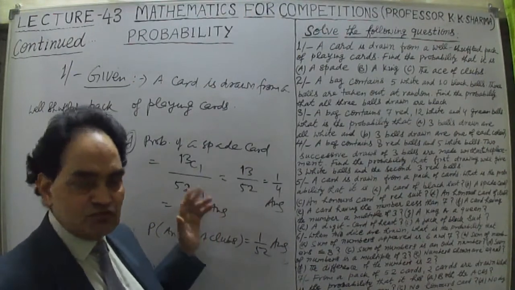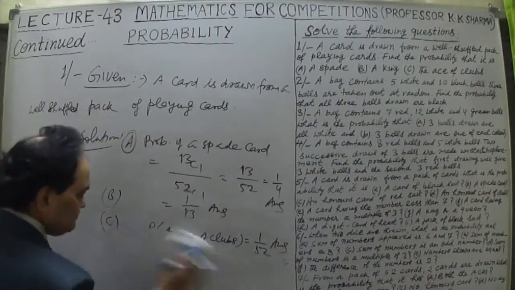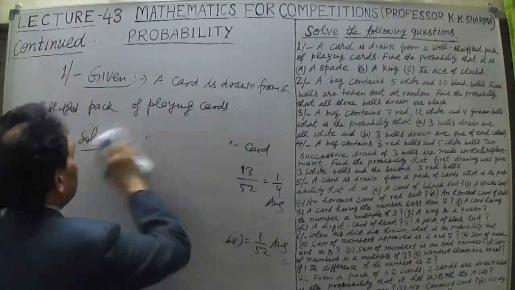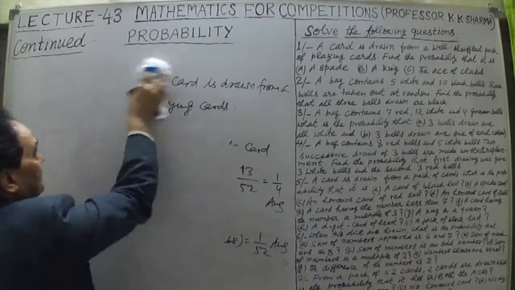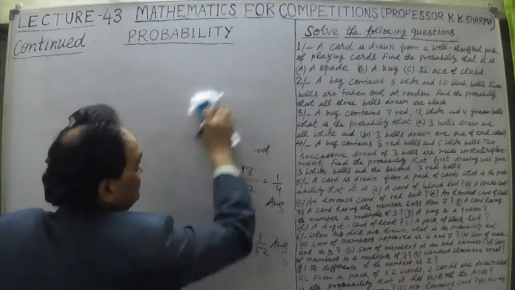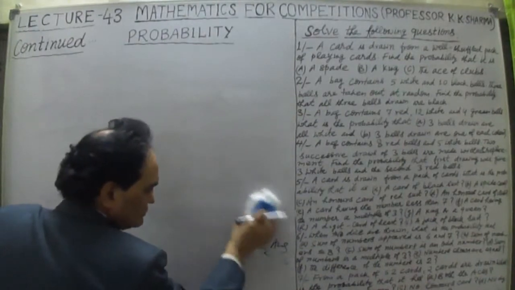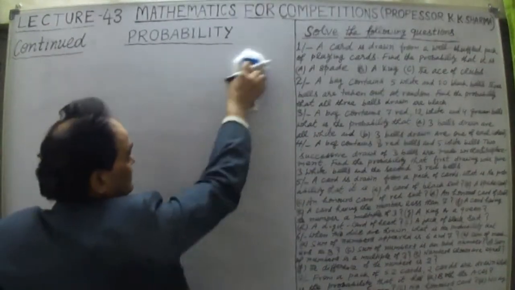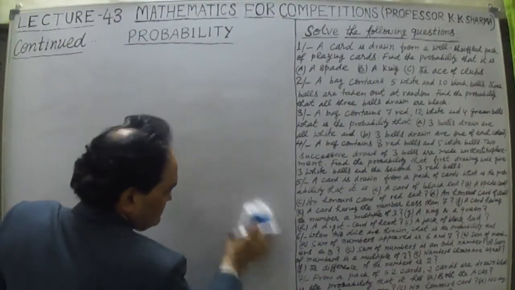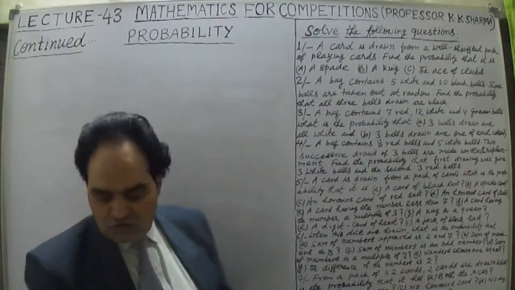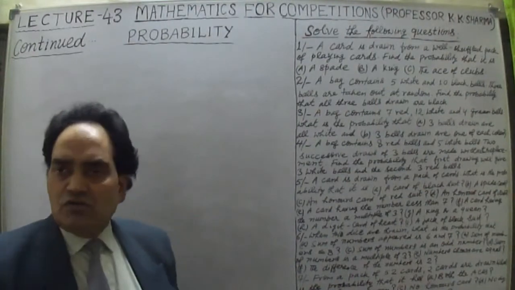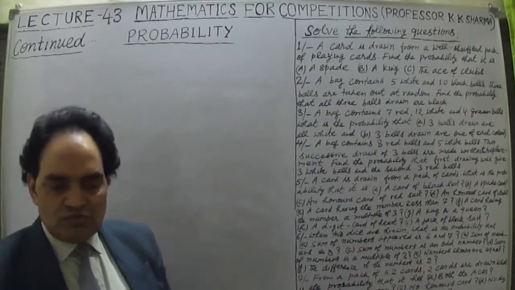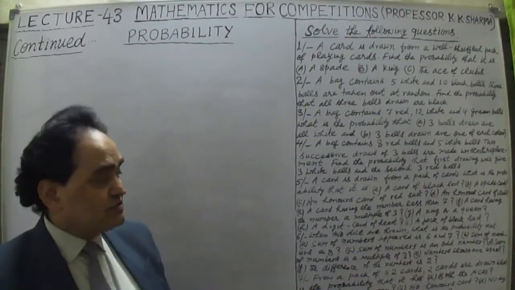Part C of question number 1. So the first question is finally done. You have understood now, because I have already clarified what the types of cards are. Ace of clubs is only one of the club cards. There is one ace of each kind.